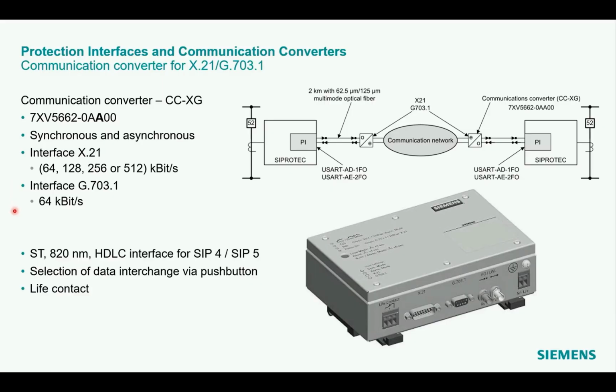For the interface G703.1, it is only 64 kilobits. It provides one port of multimode fiber optics for 820 nanometer, an interface for CPROTEC 4 and CPROTEC 5 devices. The selection of the data interchange is controlled using a push button. There's also a live contact to monitor the device, as common for all of these types of communication converters.